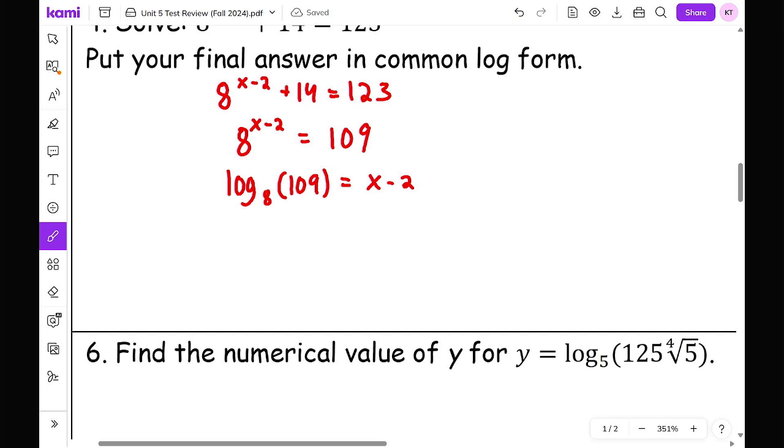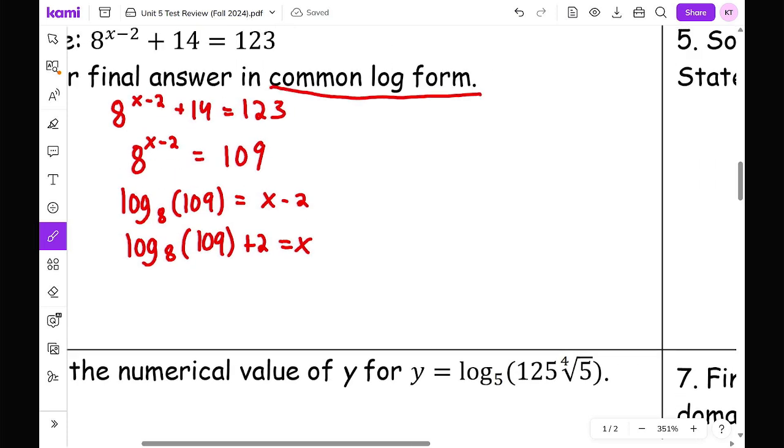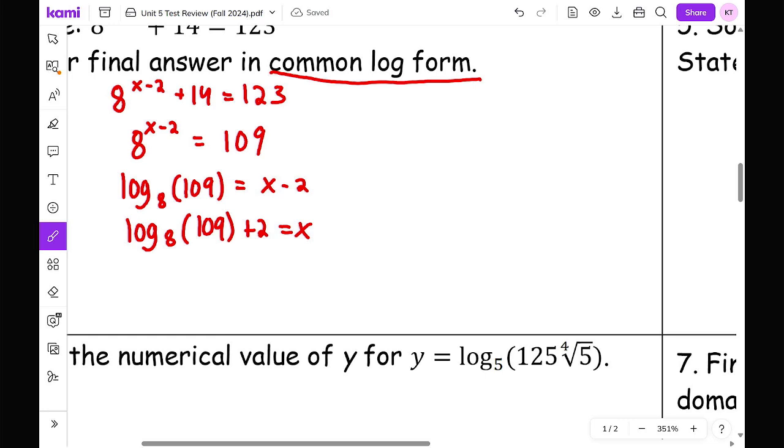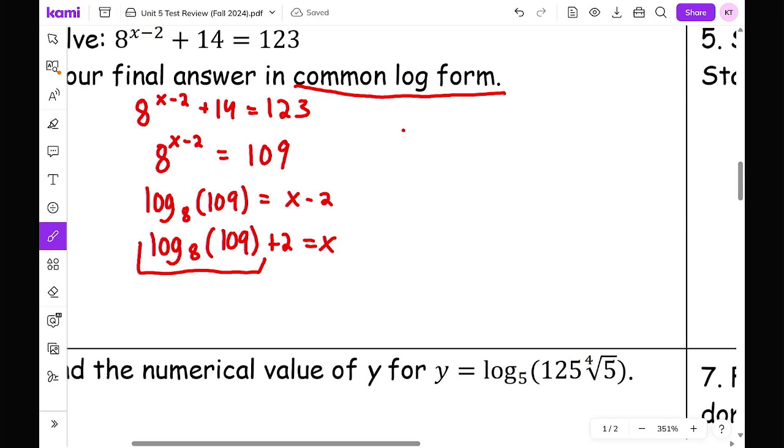Add 2 to both sides. So I'll have log base 8 of 109 plus 2 is equal to x. And then, because I want my answer in common log form, I'm going to convert this using change of base. So my final answer should be x is equal to log 109 divided by log 8 plus 2.